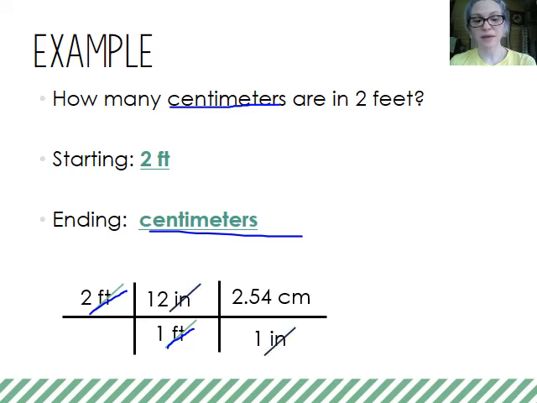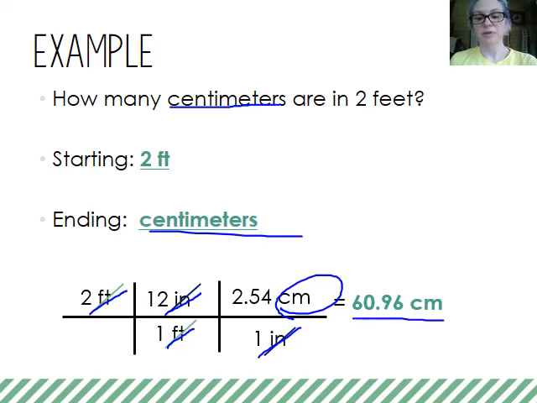Okay, so now we can cross that out. Inches and inches cross out. And you would multiply this whole thing together, 2 times 12 times 2.54, because as you can see, now your unit is in centimeters, which gives you an answer of 60.96 centimeters. Or you could just simply round up to 61 if that was acceptable for the worksheet or problem that we were working on.